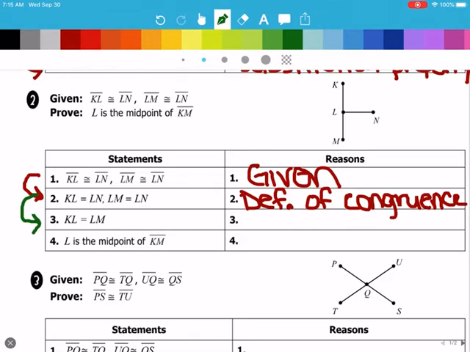Okay, now I can say KL is the same thing as LM. And if I look at step number 2, both sets have something in common. They both have that LN in common. So they crossed out that LN. They didn't use the word and here, but this is the transitive property.